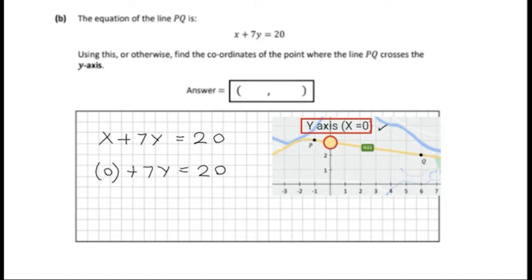Let's divide both sides by 7, and we will get a cancellation here on the left. So therefore, y is equal to 20 over 7. And finally, we'll have a quick check. Does it make sense? Well, if it's up here above 2, yes, because 7 into 20 is approximately 2.8. So let's move on to the next part.